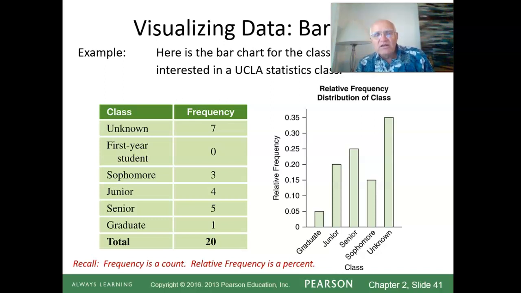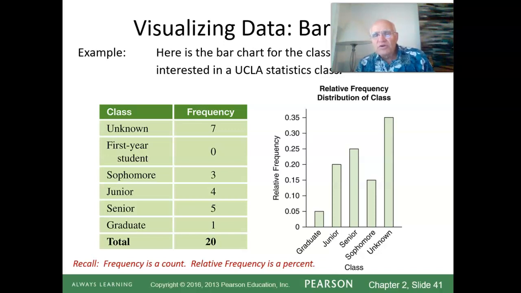But what they did is they plotted the relative frequency over there on the right in the bar chart. Now, the difference between the relative frequency and the frequency is that you simply divide the frequencies by the total number. So 7 over 20 would give you about 35% or 0.35. So on the relative frequency side, the unknown is plotted as 0.35. You see that the graduate student, we had 1 out of 20, which is 5%, so that's plotted as 0.05 on the relative frequency. So if you multiply those by 100, those relative frequencies would give you percentages.